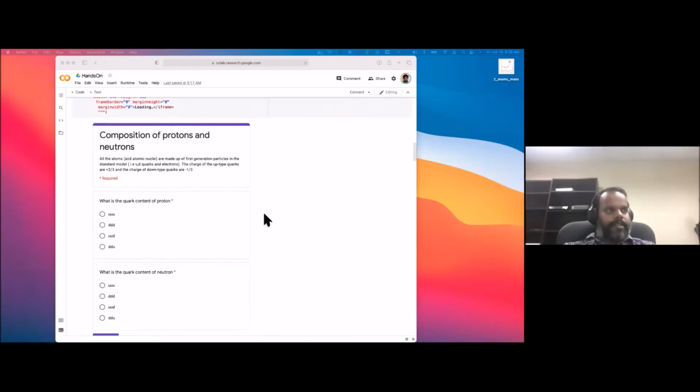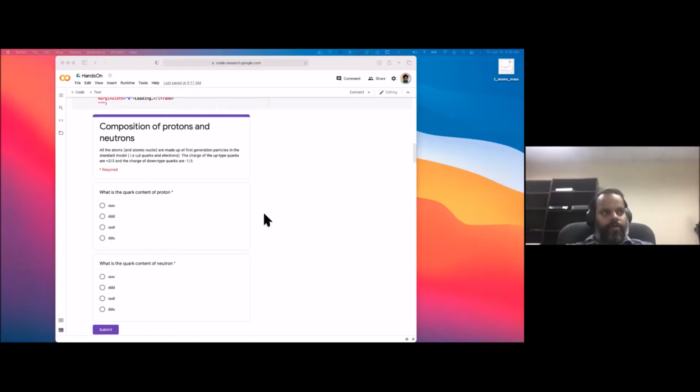Now I have two questions here. What is the quark content of a proton? Proton is positively charged. And what is the quark content of the neutron? Neutron is neutral. So you have to find how many up and down quarks make one positively charged proton and how many up and down quarks make a neutral particle like the neutron. You are given that the charge of the up type quark is plus 2/3 and the charge of the down quark is minus 1/3. So it's about finding the right combination of 2/3 and negative 1/3. I'll give you a couple of minutes to do this.